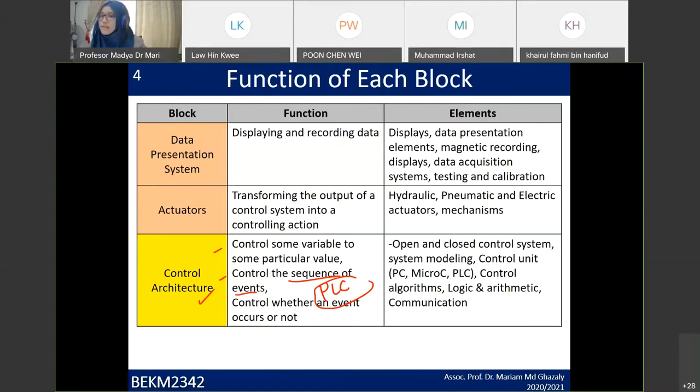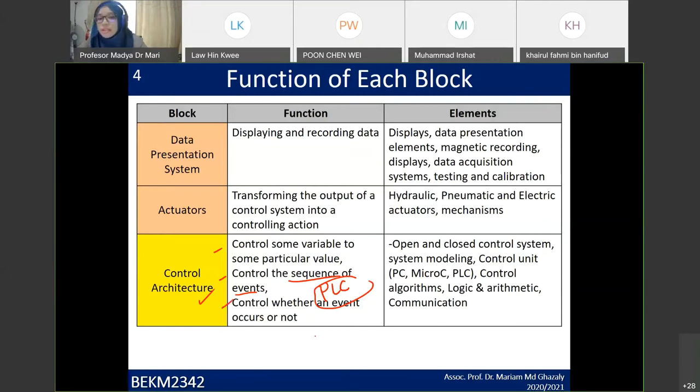If you try to look at the traffic light later on, especially in Melaka or KL, yes, they are using the load cell. You will know that they are using a sensor when on the road there is a square being cut out, because they plant it underneath, and it will have a different colour. So there's a sensor underneath, and next is control whether an event occurs or not.